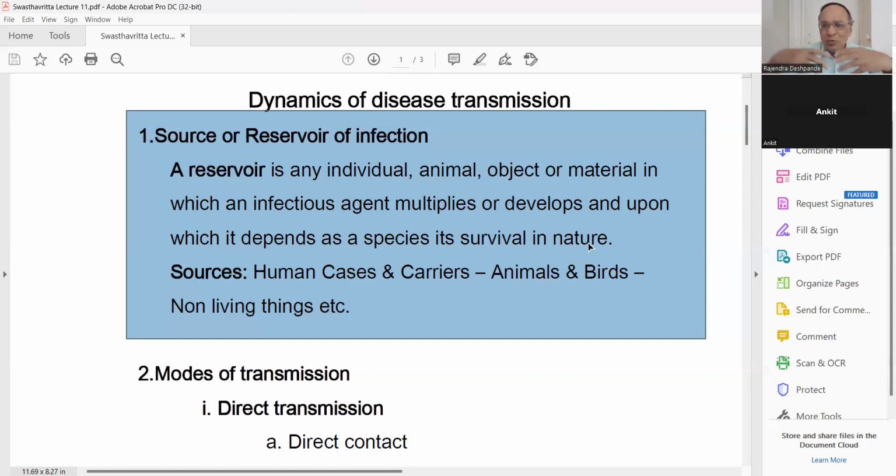Suppose I have visited a mall, and there is too much crowd, and some person has tuberculosis and is always coughing. So I go near to him, and that particular droplet of Mycobacterium tuberculosis will enter my nose and go inside.